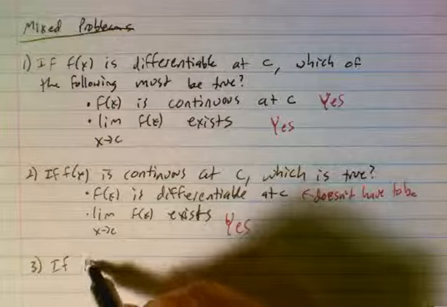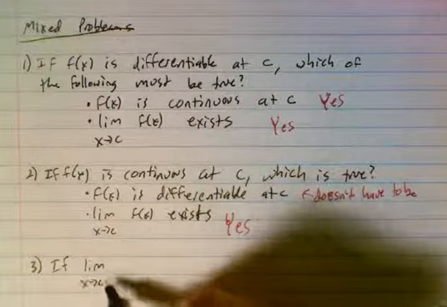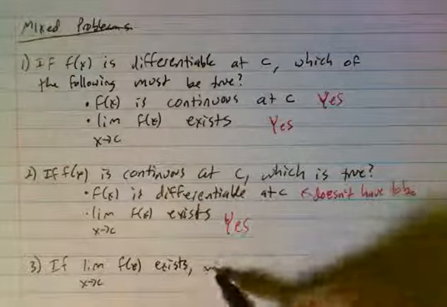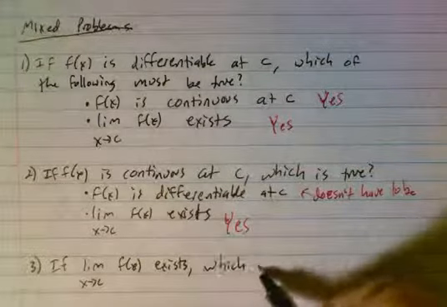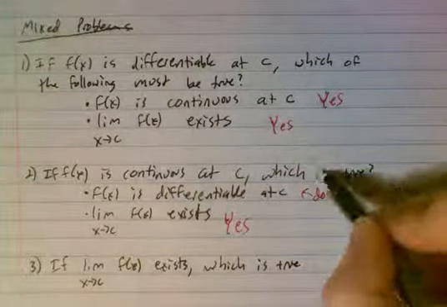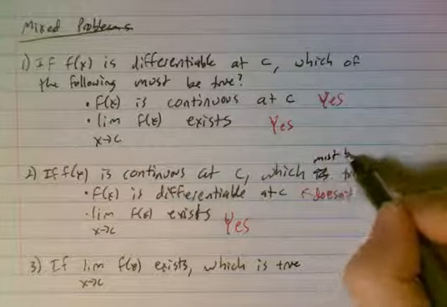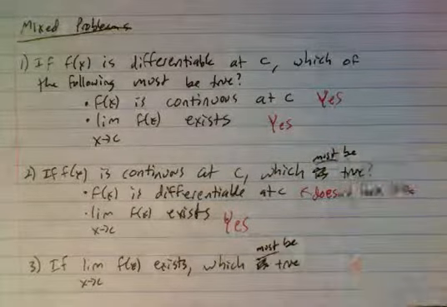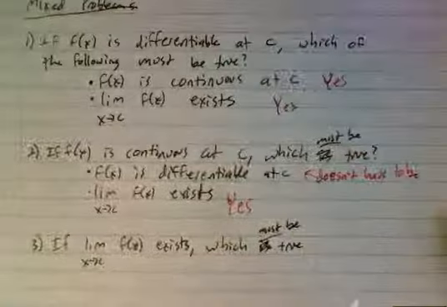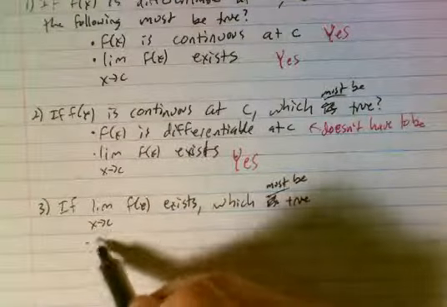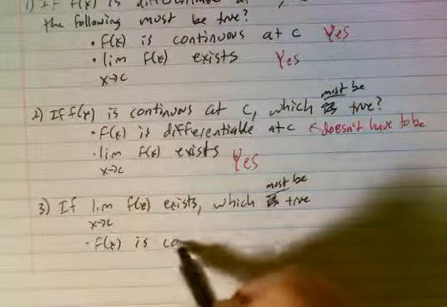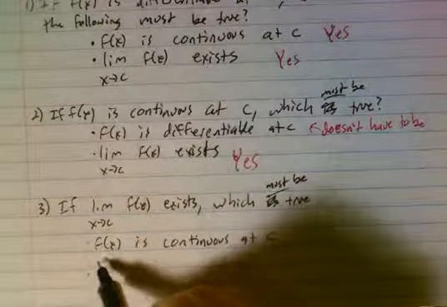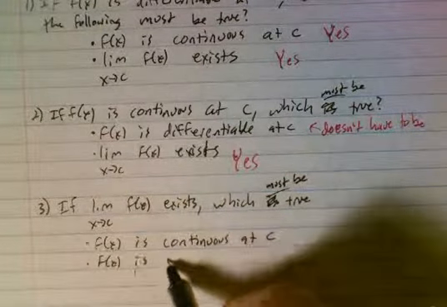So let's do that third one. If the limit as x approaches c of f of x exists, which is true? Actually, I should probably say which must be true, because it could be differentiable, it just doesn't have to be. F of x is continuous at c, f of x is differentiable.